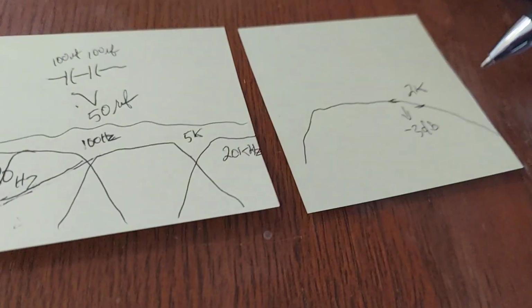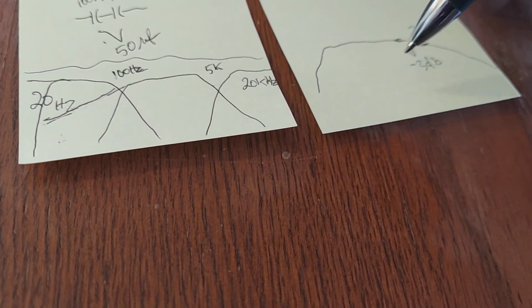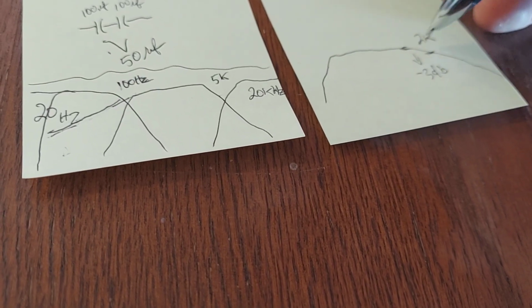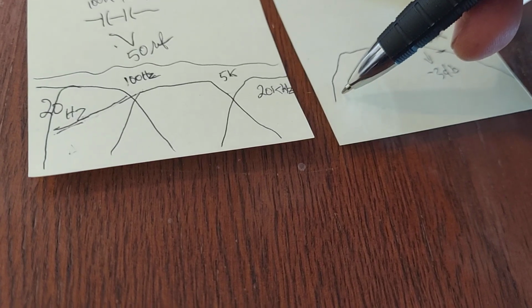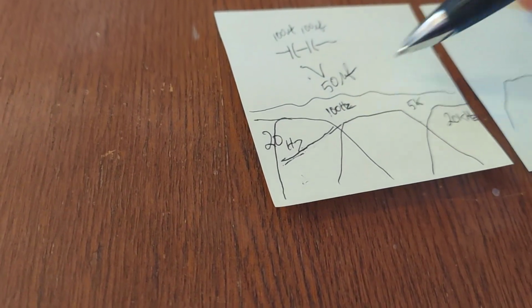So, what was I saying? I totally forgot what I was saying. But anyways, that's the 3 dB down point. I totally forgot. Let's see, 50 microfarad.